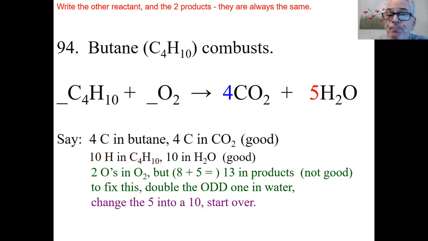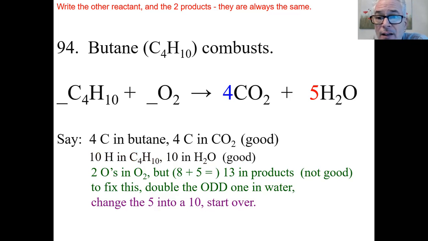So we have to put a 5 in front of the water to get up to 10 hydrogens. And when we do that, now we got to start over. 4 carbons in butane, 4 carbons in carbon dioxide, good. There's 10 hydrogens in the butane. There's now 10 hydrogens in the water, good. There are 2 oxygens in the front, right? That's good. But on the product side, we have 8 oxygens in carbon dioxide plus 5. 8 and 5 is 13. 13, well, it's unlucky, and it's odd. Now, out of those 2, carbon dioxide and water, it is the water that has the odd number of oxygens. So we have to fix the water.